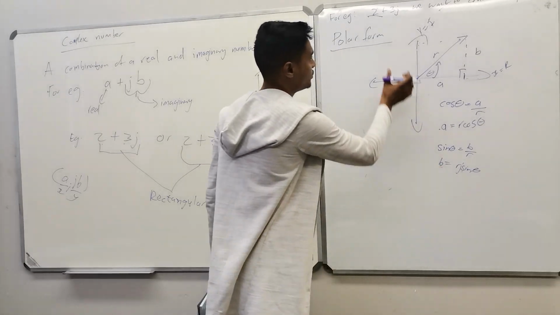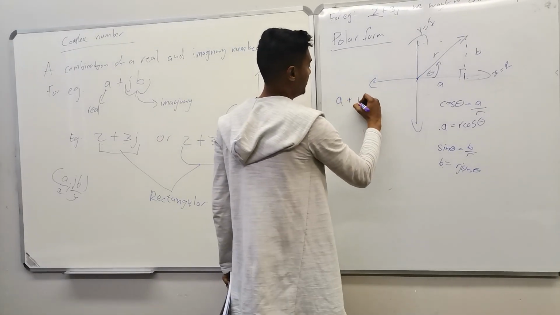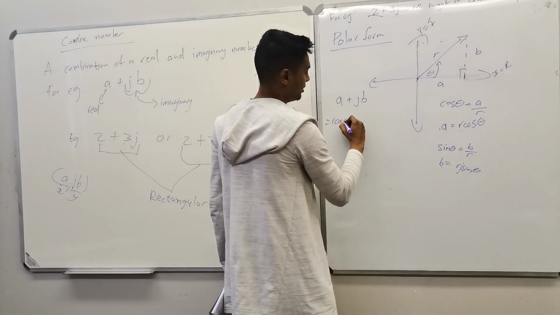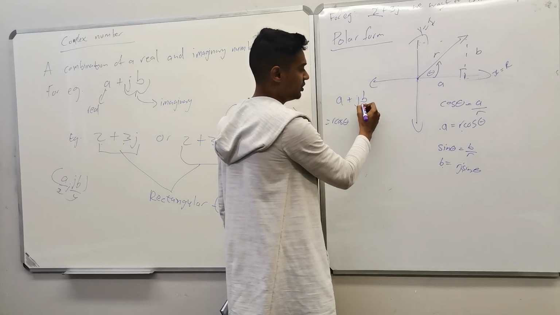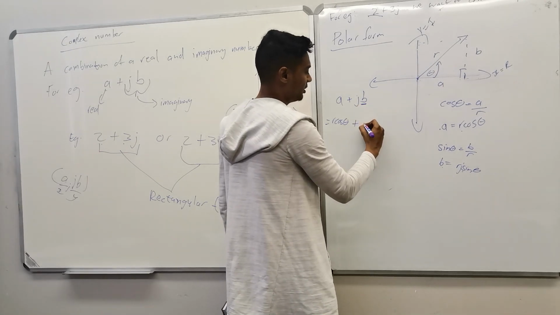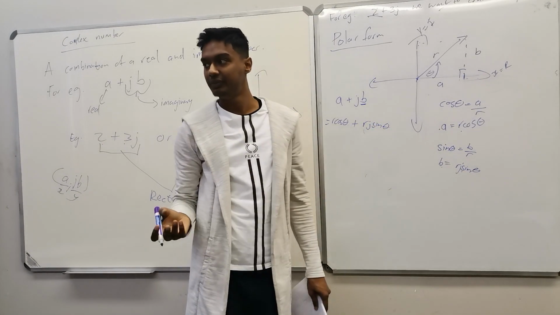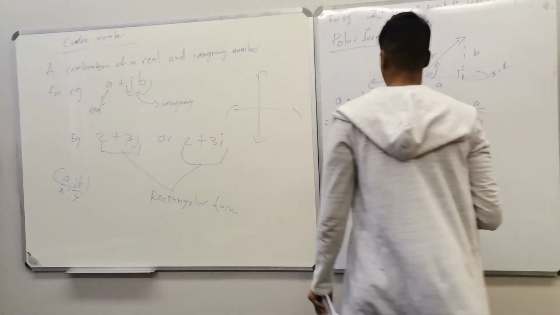Now if I were to put it in my form, I've got a rectangular form of A plus JB. What is A? A is R cos theta. What is B? Already showed B here. It's going to be R J sine theta. Understand?